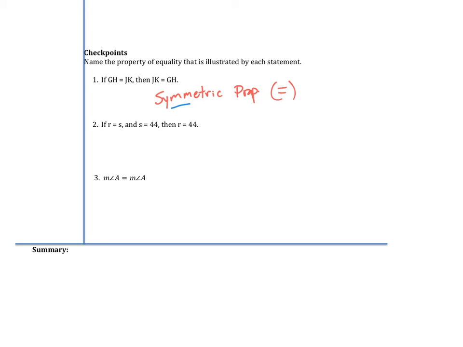Okay. And number 2, if R equals S and S equals 44, then R equals 44. So you see how it's comparing three things, R, S, and 44. This is the transitive property. And how I know transitive is because transitive compares three things. And then lastly, measure of angle A equals measure of angle A. This is the reflexive property.